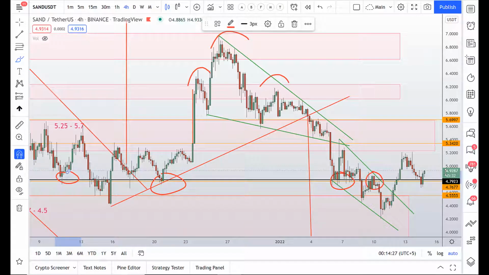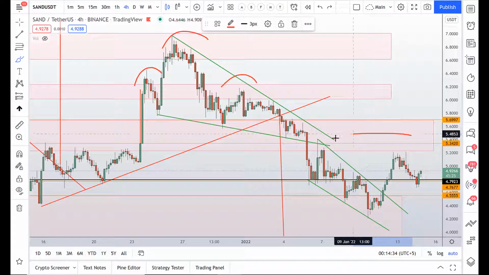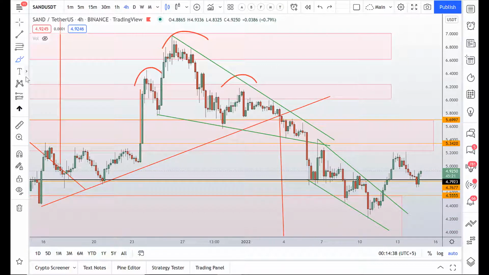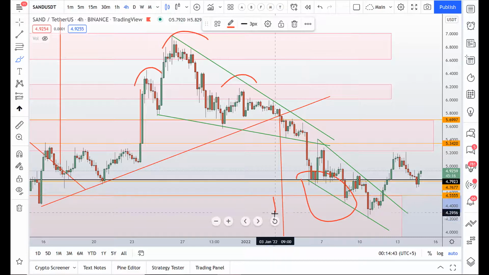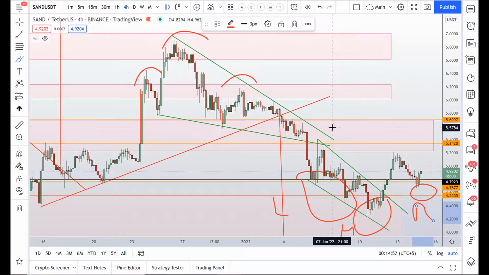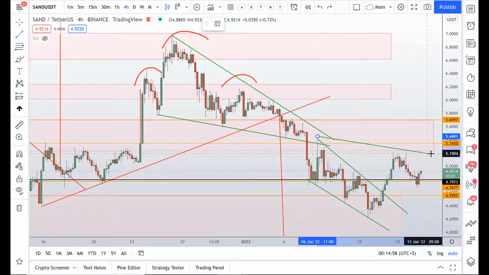So right now the price is bouncing off from here, and I'm seeing an inverse head and shoulder pattern here like this. Let me tell you, this is the left shoulder, this is the head, and this is the right shoulder in formation. So the neckline would be like this.